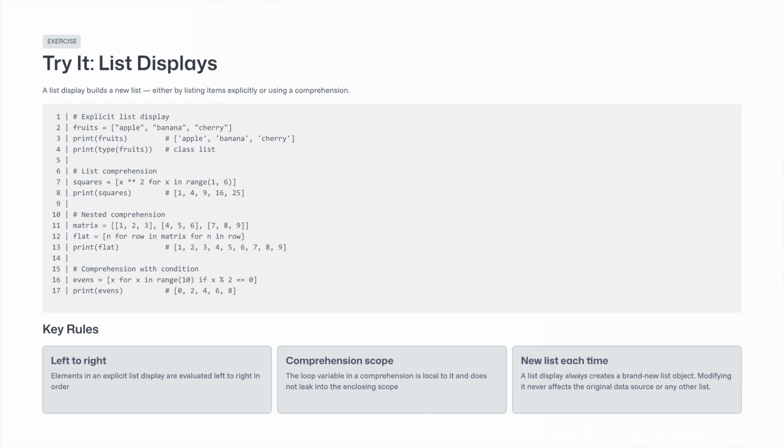Line 16, evens filters range 10 with a condition, only keep x where x mod 2 equals 0. Line 17, print gives 0, 2, 4, 6, 8. 3 key rules. Elements evaluate left to right. The loop variable in a comprehension is local to it and doesn't leak out into the enclosing scope. And a list display always creates a brand new list object. Modifying it never affects the original data source.